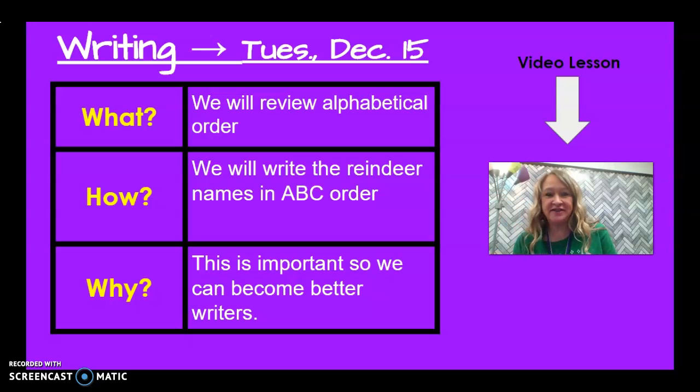Hi again, my first grade friends. Today we are going to practice and review alphabetical order. We're going to do this by writing the names of the reindeer in ABC order. This is important so that we can become better writers.